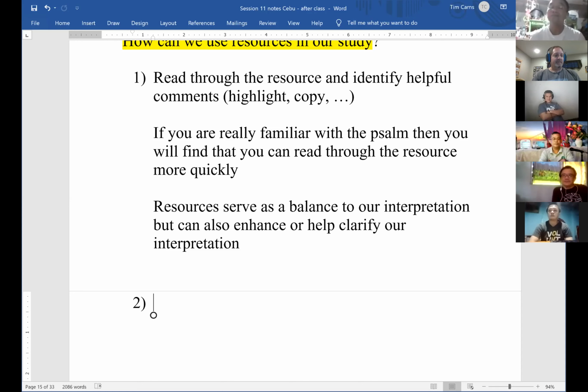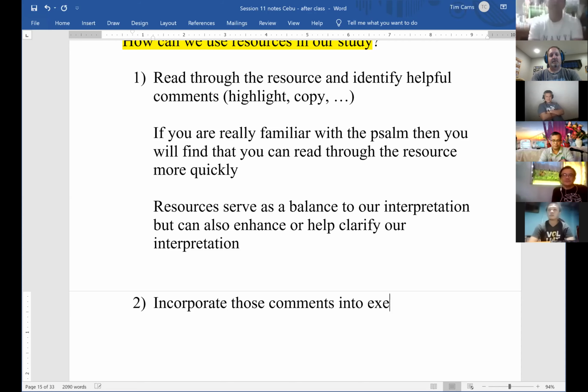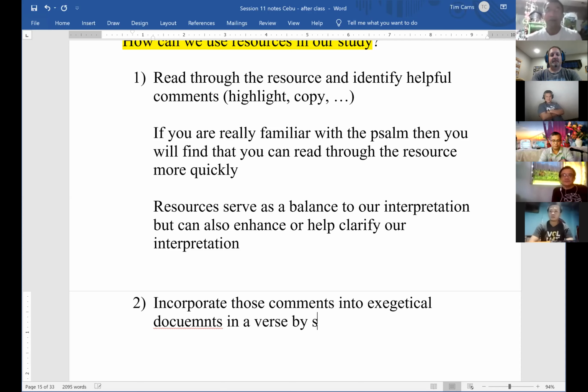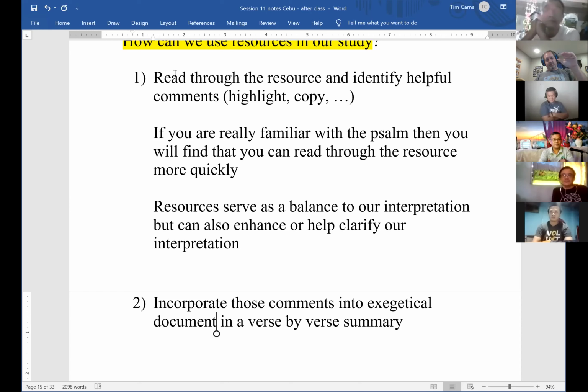The second step is, once you've read through and identified helpful comments, to incorporate those comments into what I'll call an exegetical document in a verse-by-verse summary. And I'll explain this. Basically, what I do is I categorize. So say I'm reading through Spurgeon's Treasury of David, and there are all these comments about verse 1.